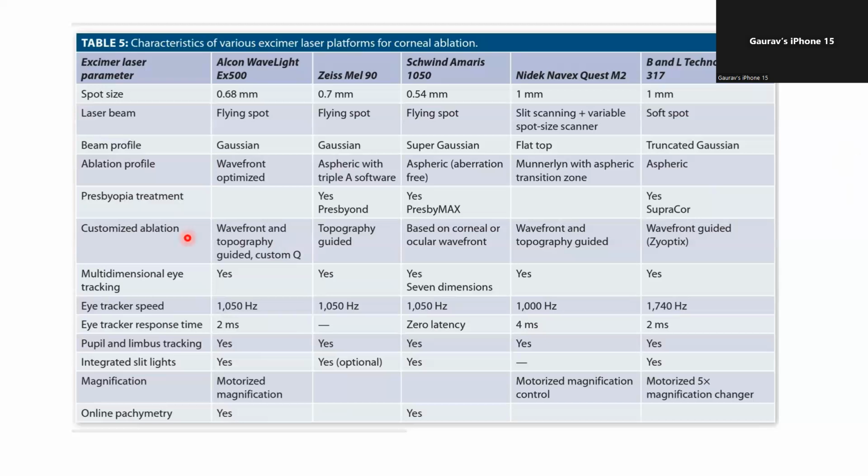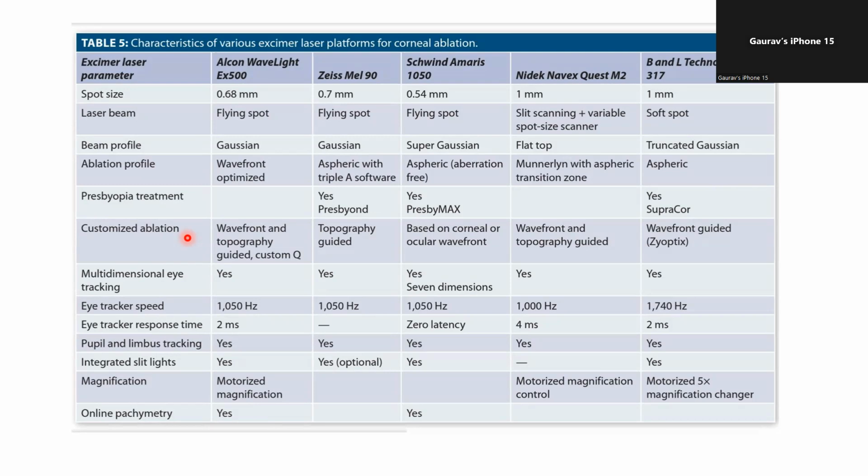It will just do it one time because it assumes that once it has done that, the patient's cyclotorsion will not change, right? And we will then keep ablating accordingly. Because I feel that doing cyclotorsion tracking or iris registration tracking requires a very, very efficient tracking system, which I don't know whether any of the current machines are capable of yet.